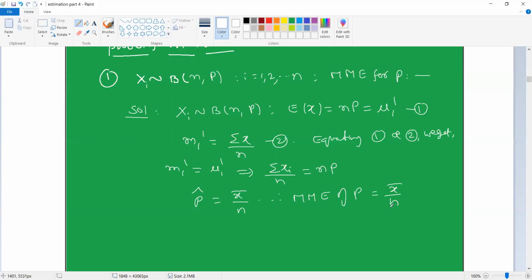It is also a consistent estimator of parameter p. Easily we can get consistent and unbiased estimators using MMEs. But MMEs are less efficient estimators than the MLEs.